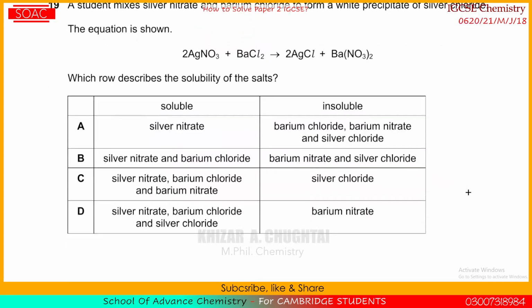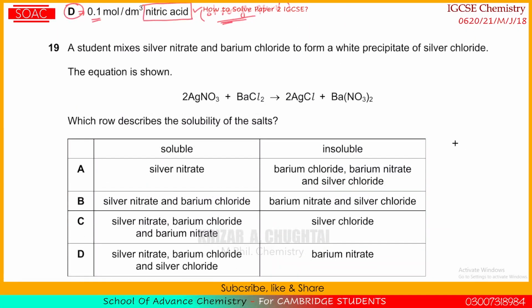Question number 19. A student mixes silver nitrate and barium chloride to form a white precipitate. Silver nitrate and barium chloride make AgCl, that is the white precipitate, and barium nitrate. Which row describes the solubility of the salts?